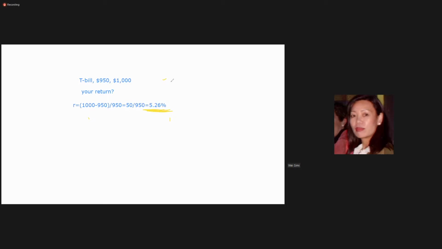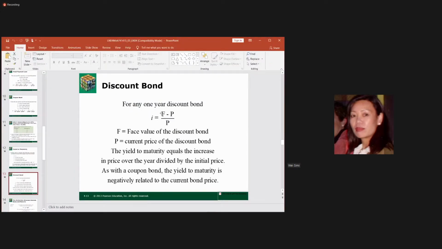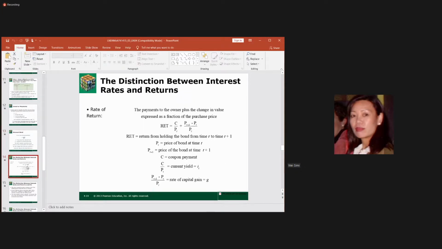And you compare others, and then you make the investment decision, okay? And that's what I mean here. So that's a discount bond, selling at a discount. We just did it: face value minus the price you pay, and divide by price. This is easy, right? Because it's a discount bond selling at a discount.